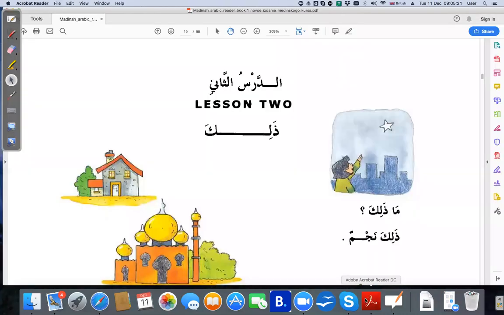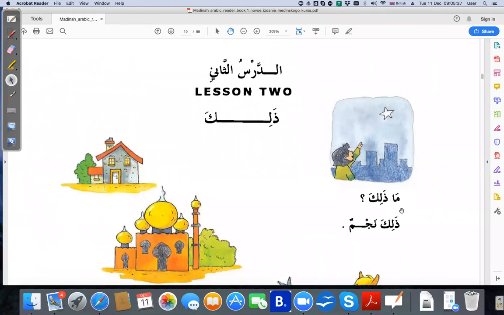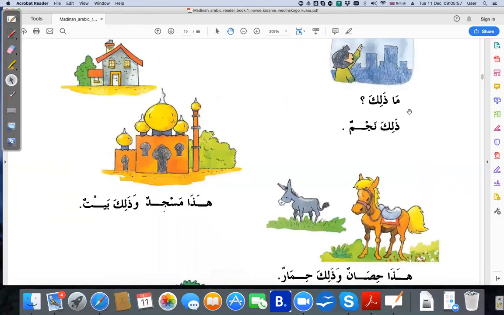We go for the lesson, and lesson 2 today, inshallah, is about ذلك. ذلك means to point to something, to demonstrate something which is far. We have the same questions. ما ذلك, as we did in the previous lesson. هذا كتاب. This is a book. ما هذا, what is this? هذا كتاب, is this a book? نعم and لا. We have the same with ما for ذلك.